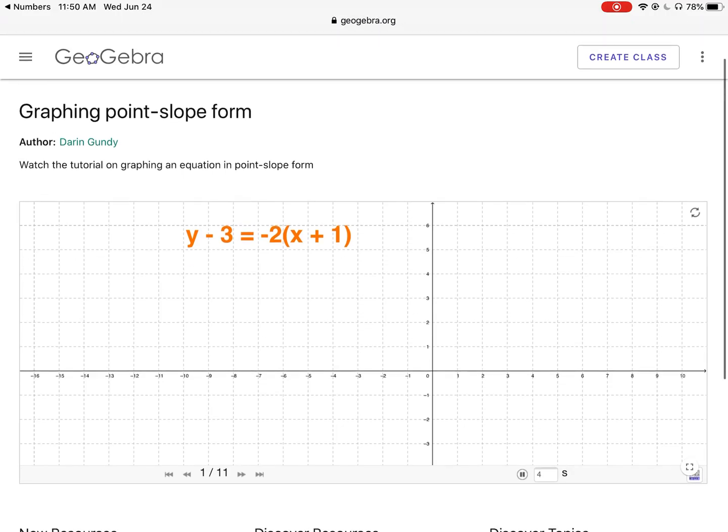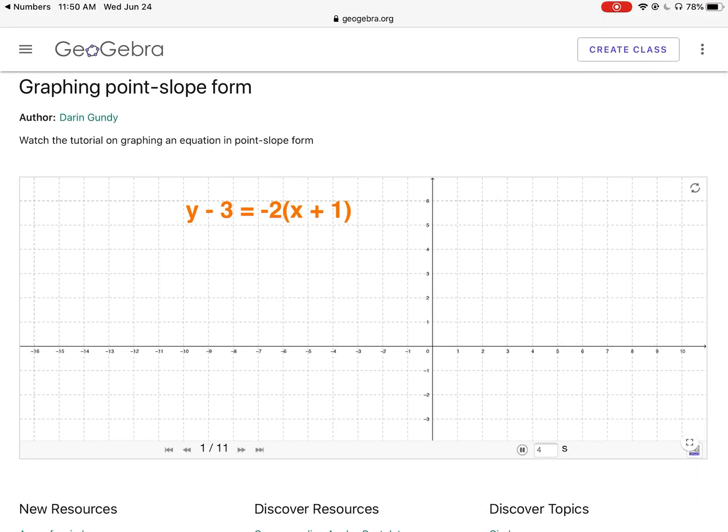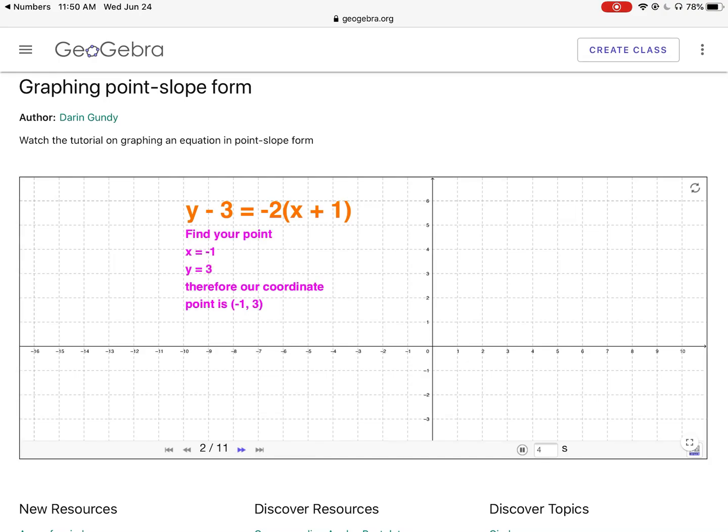All right, so here we have an equation that's in point slope form, right? And the first thing we want to do is identify the point on the line that the equation's leading me to. So that would be, in this case, -1, 3. So of course you want to plot that point and then identify the slope. In this case, the slope is -2. We're going to think of that as -2 over 1.